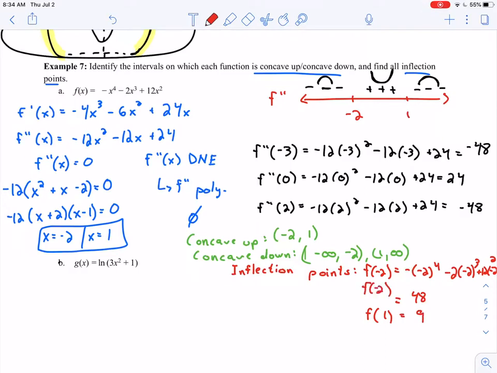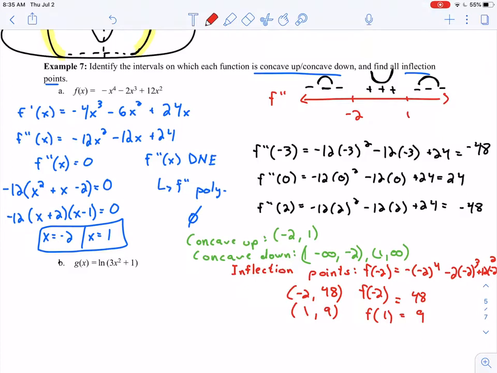So I'll have 2 inflection points, negative 2 comma 48 and 1 comma 9. F of negative 2 is equal to 48 and f of 1 is equal to 9. Those are my inflection points. You can write your answer like that, or of course if you wanted to write an ordered pair, negative 2 comma 48 and 1 comma 9, that would work just as well. So these are the inflection points, and then we have our concavity. This is everything that the problem asked us to do. We're done with this one.